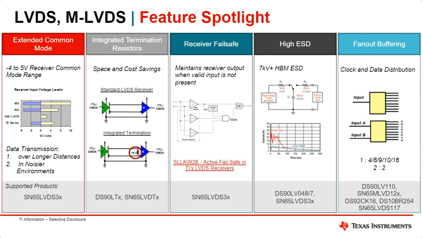The next feature is receiver failsafes. So there are 3 ways to implement failsafe. The first one is just externally biasing the LVDS inputs to a receiver with a biasing network. And then we have a couple ways that it's integrated into the receiver. And this essentially will allow the receiver to have a known output when either the receiver is disconnected or the driver is disconnected, in those unknown states.